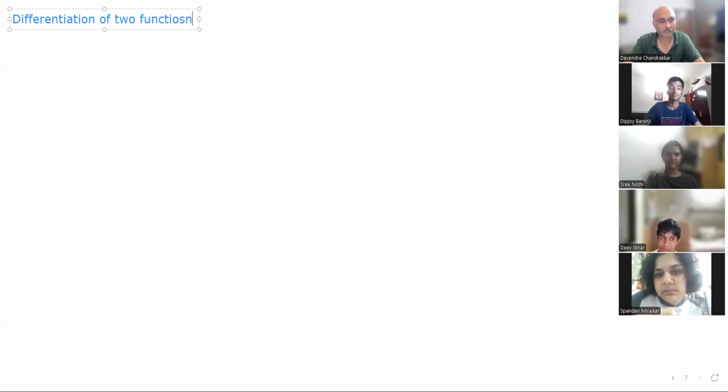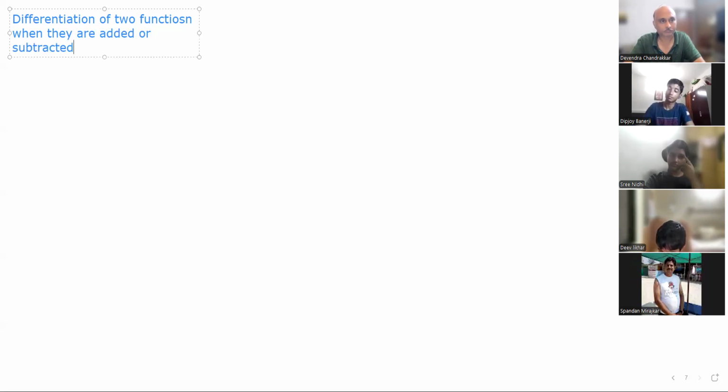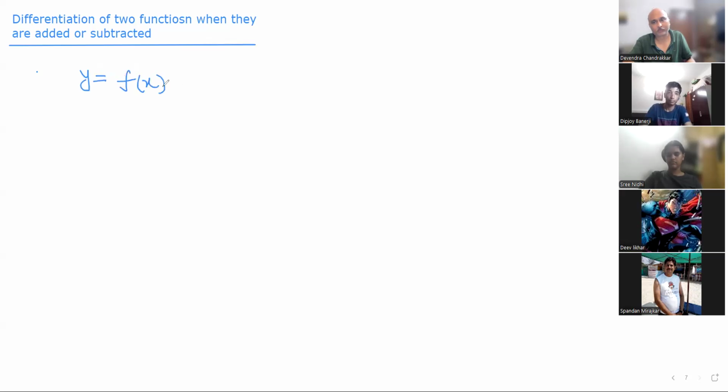Two functions when they are added or subtracted. So differentiation of two functions when they are added or subtracted. So we have this function y, which is f of x plus minus g of x. So these are two different functions which are added or subtracted, right?